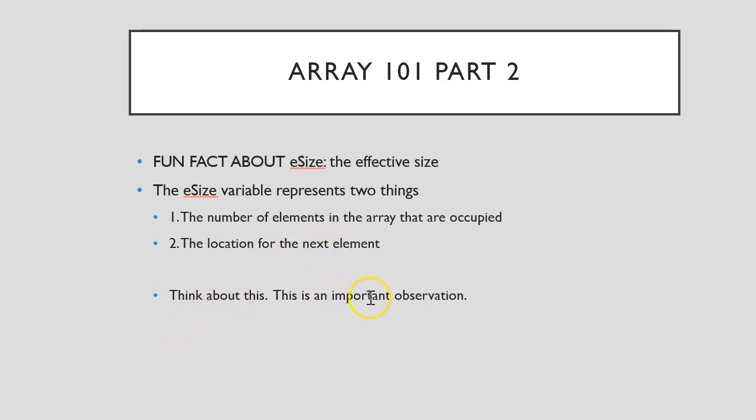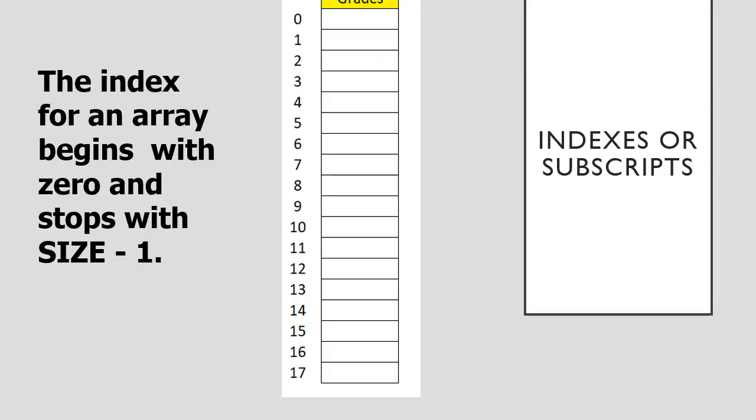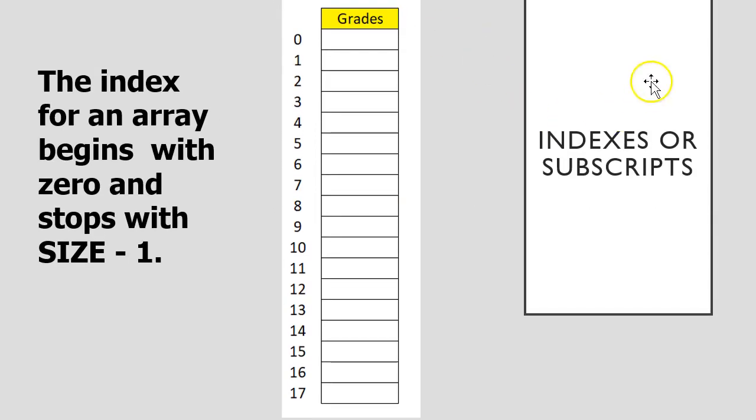Think about this, it's an important observation. As I said, each element in an array will be identified by the array's subscript or index. And just to let you know, most people use index, it's more popular. So indexes are subscripts.